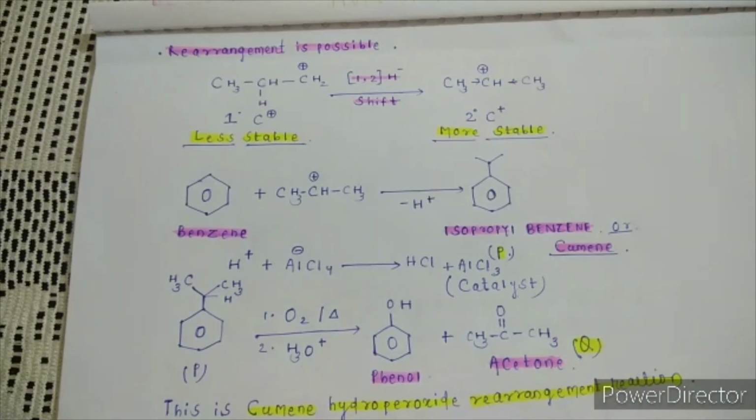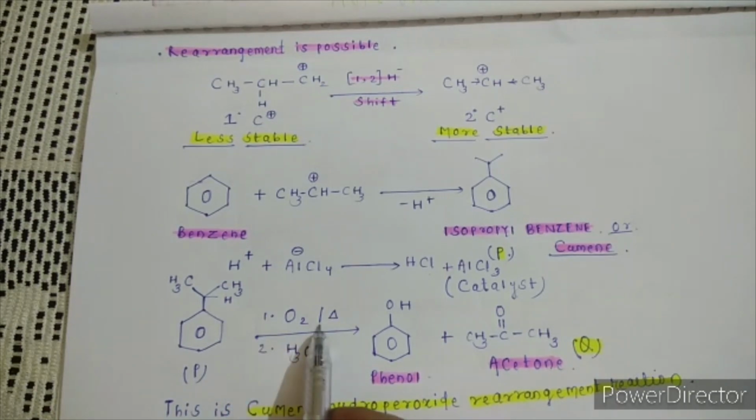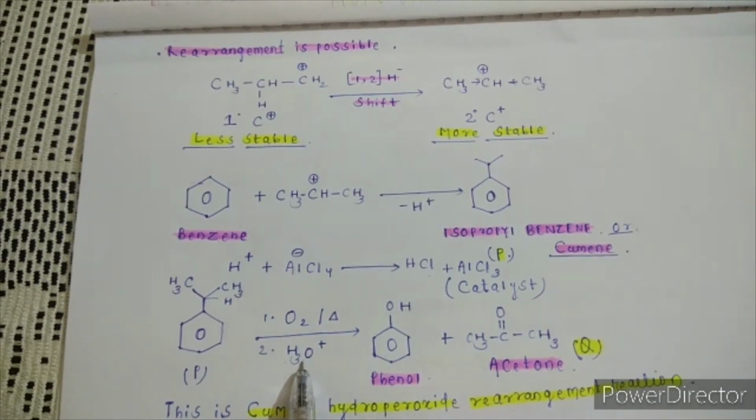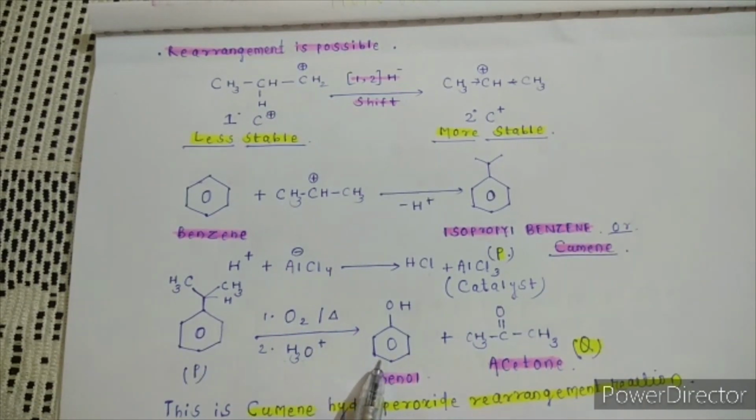Now come to the next part, the second part of this question. It is given that when P, means isopropyl benzene or cumene, reacts with oxygen. So you try to remember this reaction. It is given in your NCERT book also. So when cumene reacts with oxygen upon heating, and in the second step upon acidic hydrolysis, it will form phenol. So this is the preparation of phenol, means from cumene.